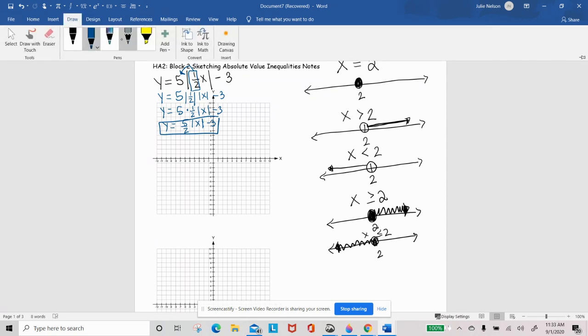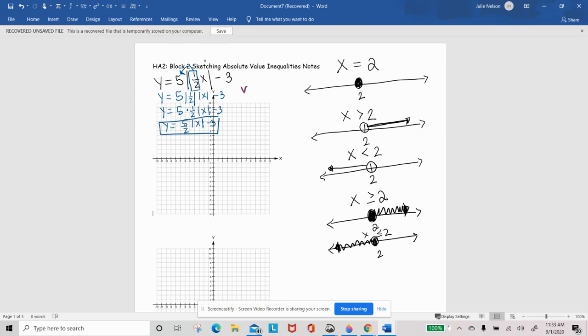Your vertex here is 0, -3. So we're going to go down onto the y-axis. And your a is 5 halves. What that means is you're going to go up 5, right and left 2. Up 1, 2, 3, 4, 5, right and left 2. Now that's an equal sign.